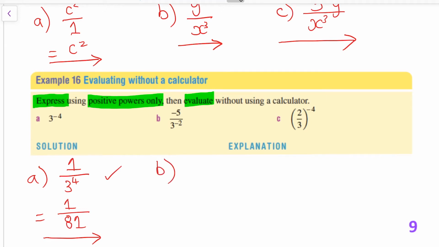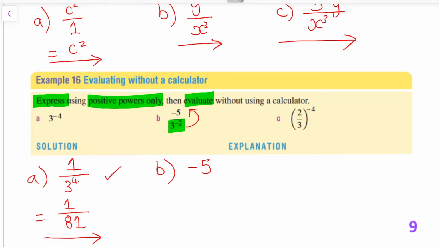Moving on to B. This is the part where some students get a little bit confused. Notice that we have a negative 5, but the negative 5 is at the top. It's not a negative indice, it's just a negative number. We're only moving things that have a negative indice. So in this scenario, we have 3 to the power of negative 2. Because it's at the bottom, it's going to be moving to the top to join our negative 5.